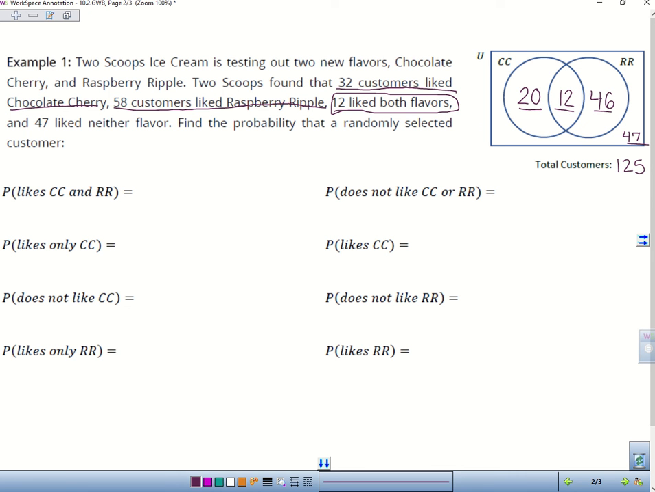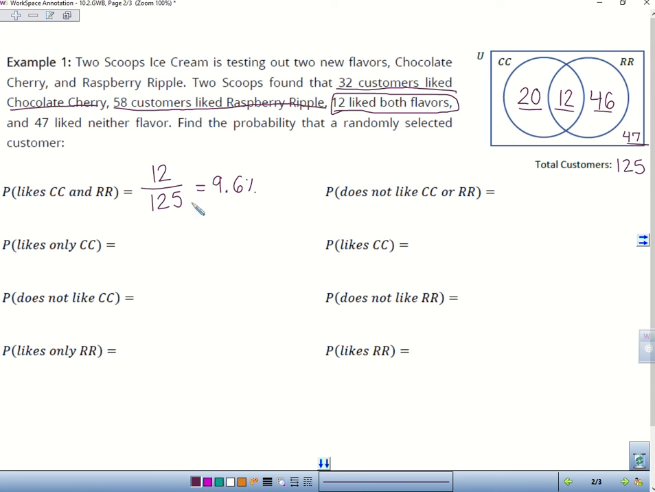So how many people liked both chocolate cherry and raspberry ripple? 12. So 12 out of the 125 people would be the percentage of people who liked both flavors. So what you're going to do in the calculator is 12 divided by 125 times 100, and that's how you convert a fraction to a percent. Or you can just do 12 divided by 5 and move the decimal point. That's true too. However you want to do conversions is fine with me as long as you do it correctly.